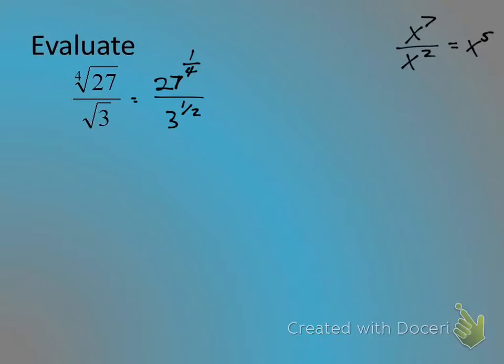27 you can rewrite as 3 to the third, over 3 to the 1/2. 3 to the third to the 1/4 gives you 3 to the 3/4, multiplying 3 times 1/4, over 3 to the 1/2. Now you have the same bases, so you subtract the exponents. 1/4.